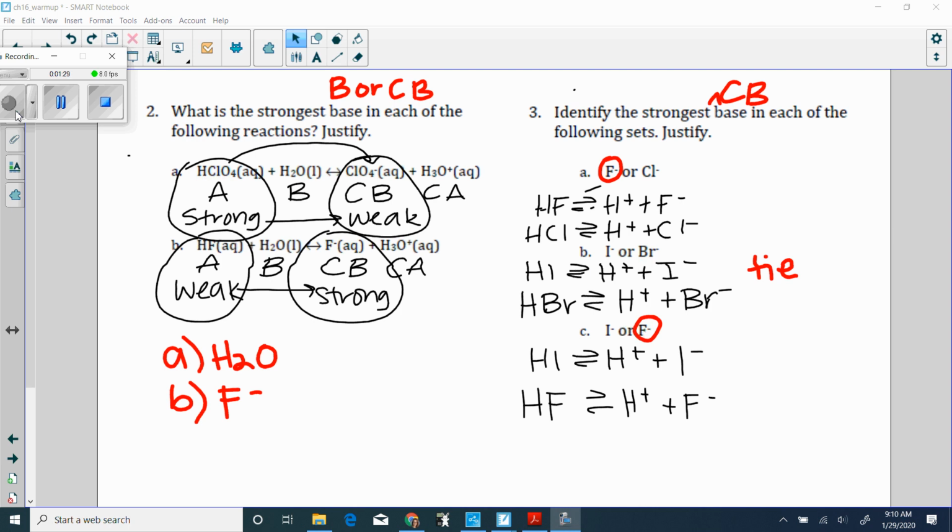Okay, so it's several steps of thinking to get to the answer. This is a tie for now. They're both strong acids, which makes their bases weak. We'll figure out how to break that tie. And then here, one strong, one weak. So the weaker one is the stronger acid, okay?